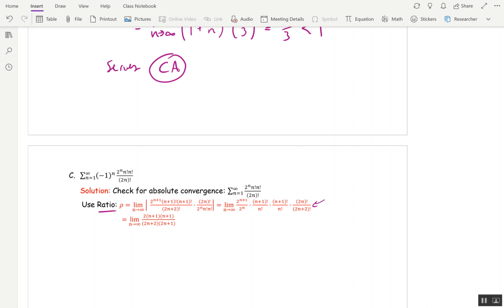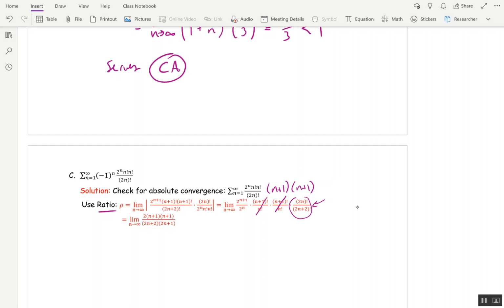But now you can simplify. 2 to the n plus 1 over 2 to the n is 2. That's where this 2 is coming from. N plus 1 factorial over n factorial is n plus 1, and I get 2 of those. Those are in the numerator. That's where these two terms are coming from. And then in the denominator, 2n factorial over 2n plus 2 factorial is 2n plus 2 times 2n plus 1, because everything else cancels.